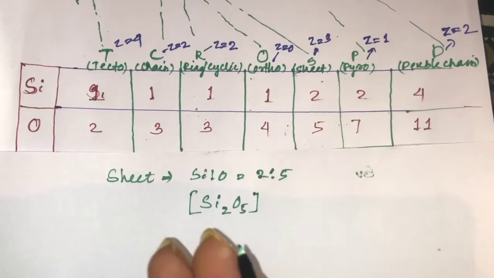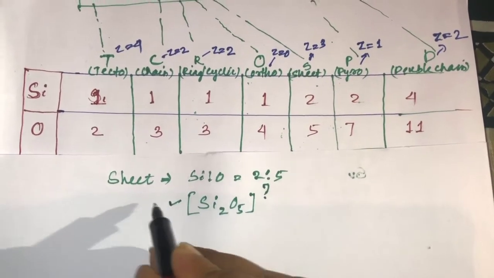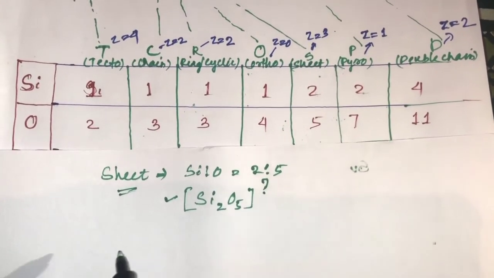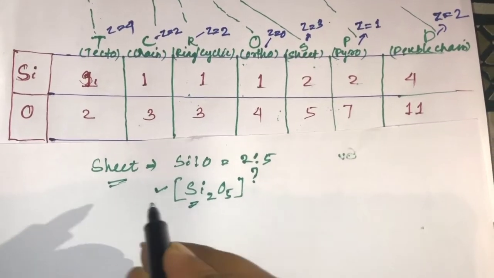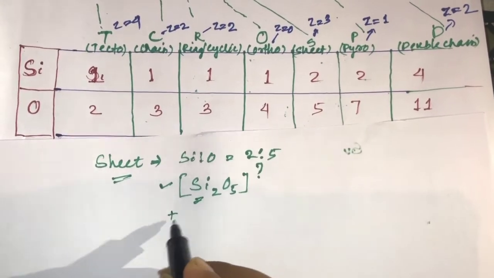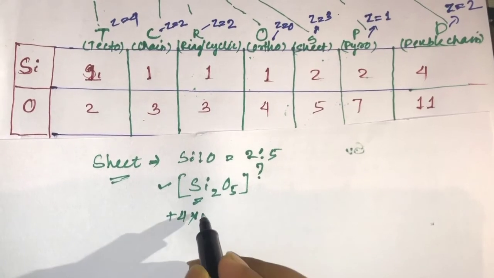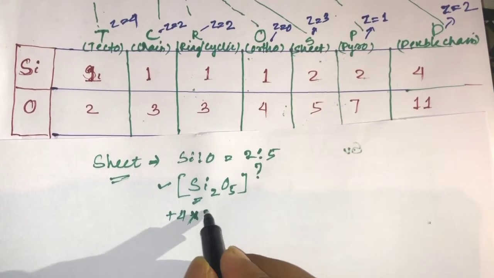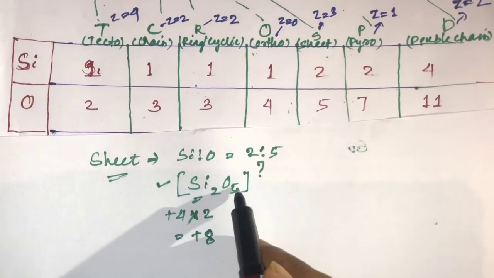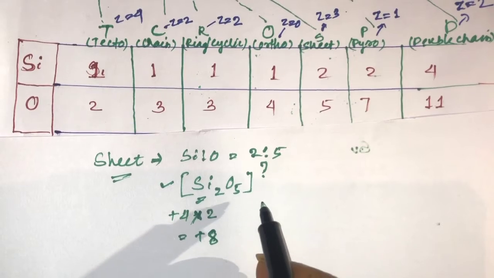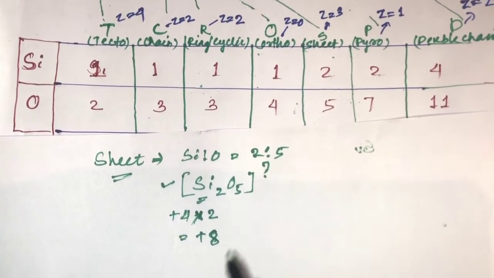Now the question arises of how to calculate the charge on this sheet silicate. This is very simple. Silicon has 4 valence electrons, so it has a +4 charge, and here there are 2 silicon atoms, so this will be +4 into 2, which is +8. Here there are 5 oxygen atoms, and you know each oxygen atom carries a -2 charge.